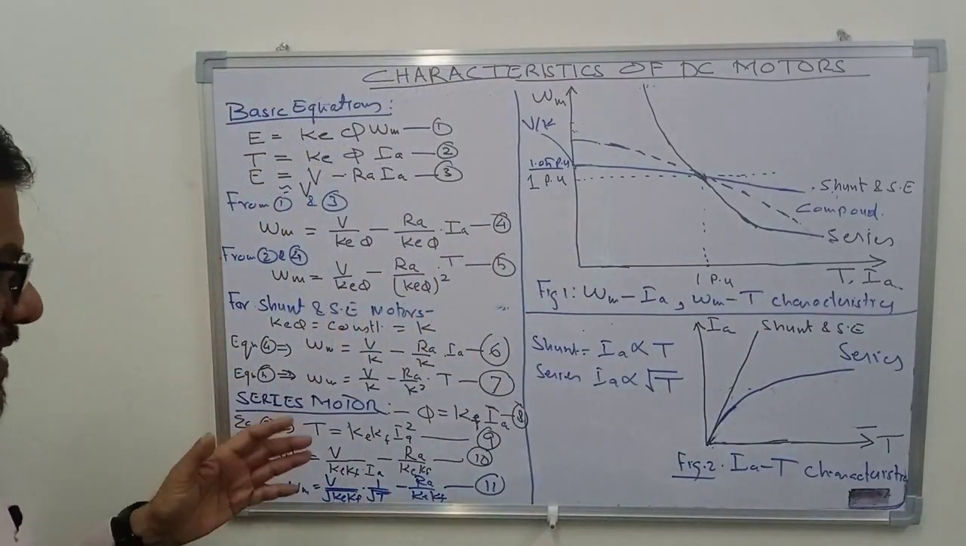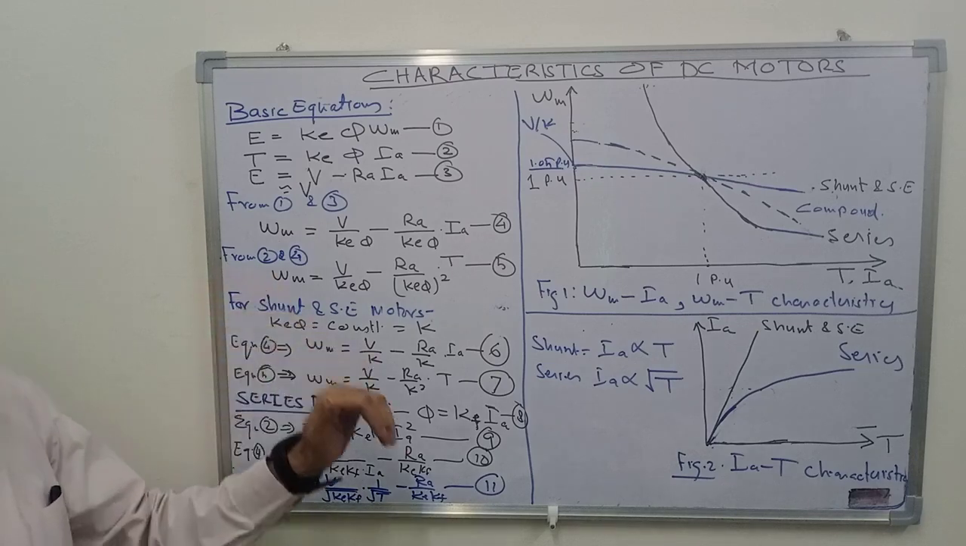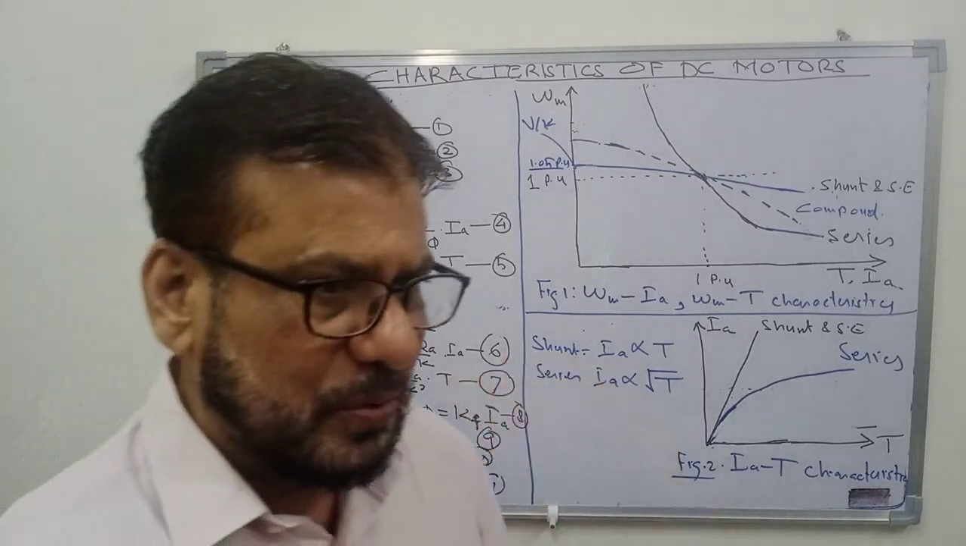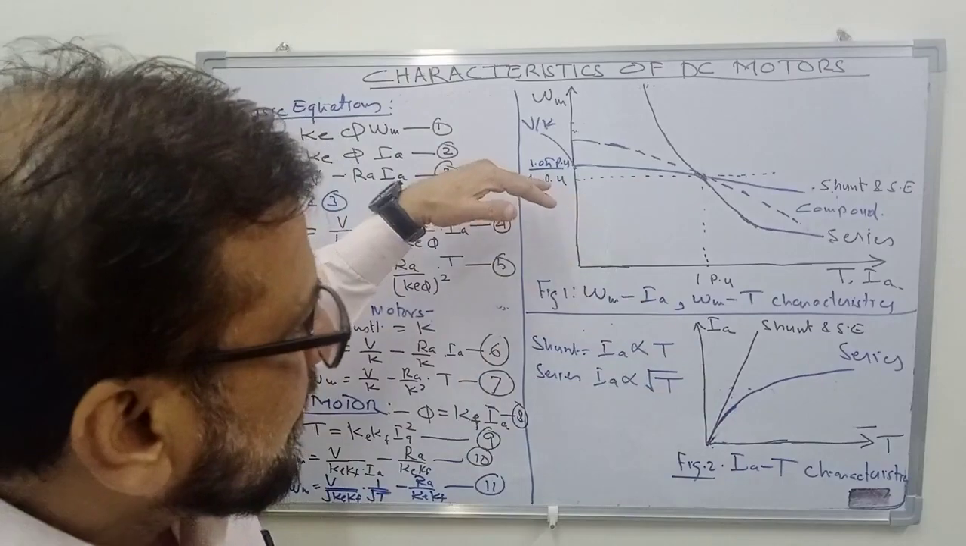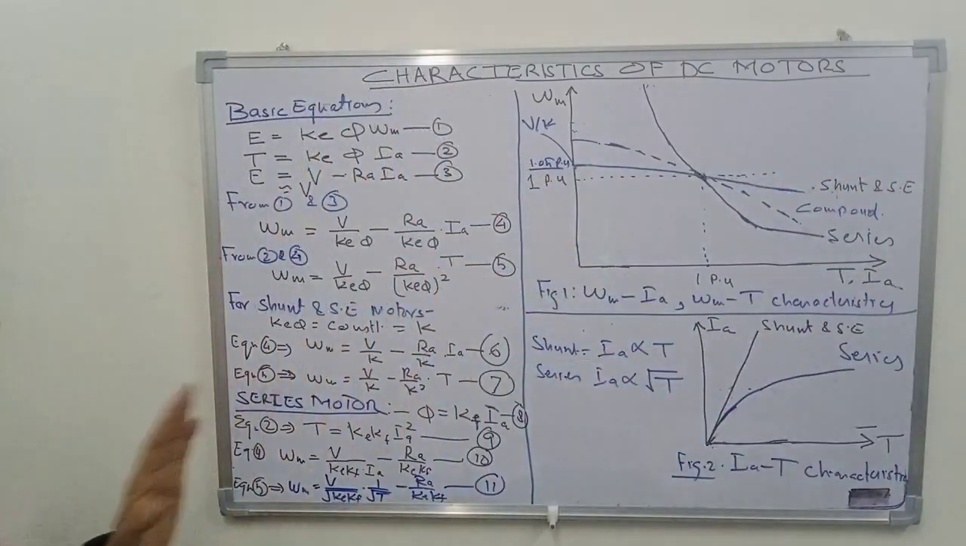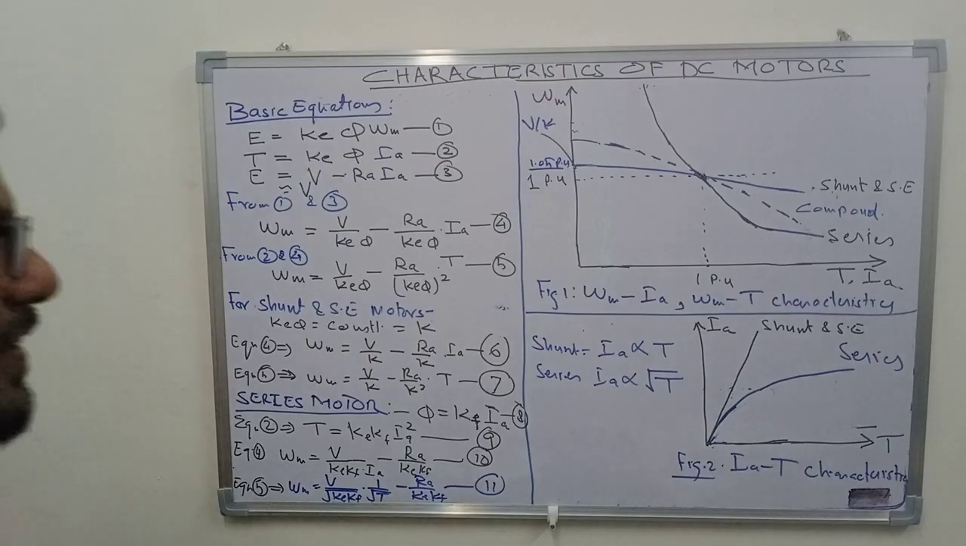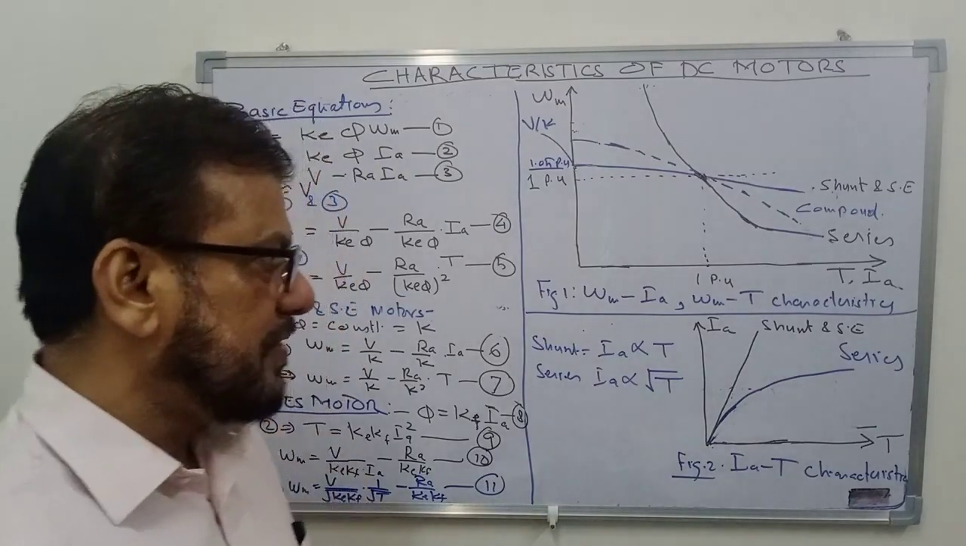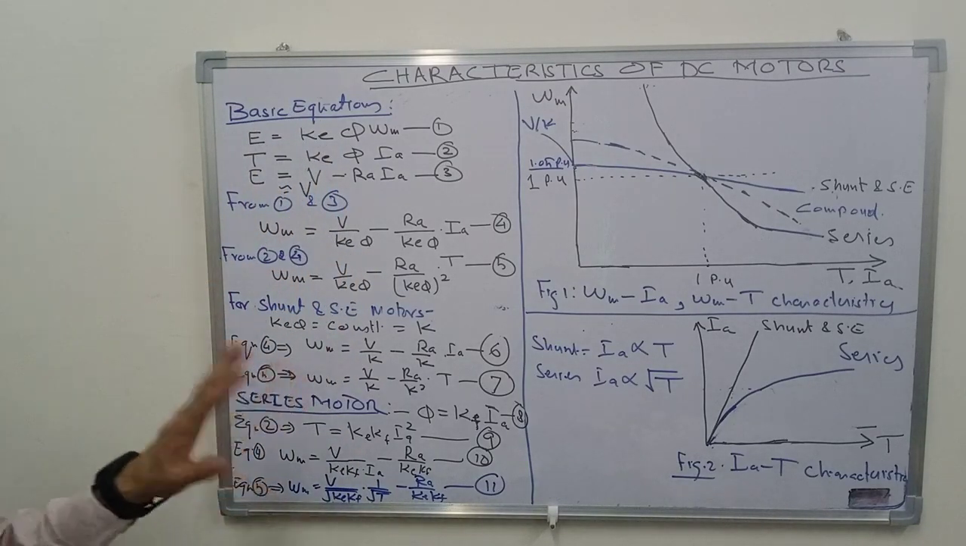So it is tried that the Ra, the resistance of armature circuit, should be kept as low as possible, so that the motor behaves like a constant speed motor. So this is a characteristic of a separately excited or shunt DC motor where the flux is constant.